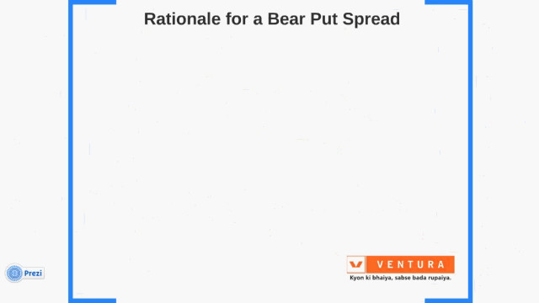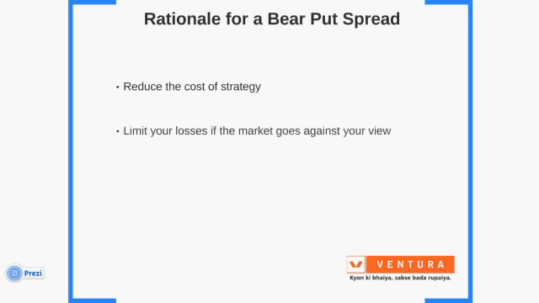Now, why would someone go in for a bear put spread? For one, you reduce your payout as you recover some of the premium you pay for the long put from the sale of a put of a lower strike price. Second, you do expect the market to go down marginally, but you would like to limit your loss if it doesn't. Overall, you limit your potential losses at the cost of limiting your profit if your view is correct.